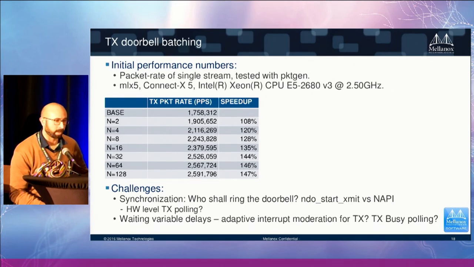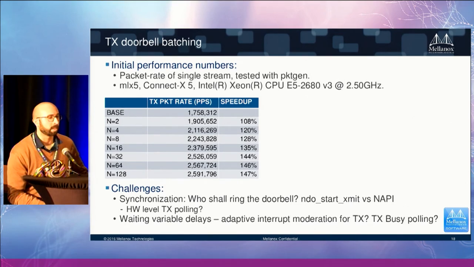Still, we have many serious challenges. First, it's about synchronization. Who should ring the doorbell? We should synchronize between the NDO context, the ndo_start_xmit, and the NAPI context. Maybe do a hardware level tick polling. Another challenge is that the waiting delays are now variable and might be less predictable. Solutions might be adaptive interrupt moderation in TX, or TX busy polling that Eric talked about earlier today. But this is still under investigation.